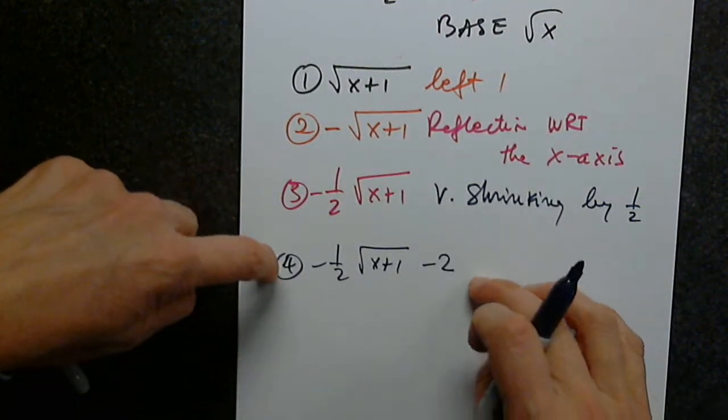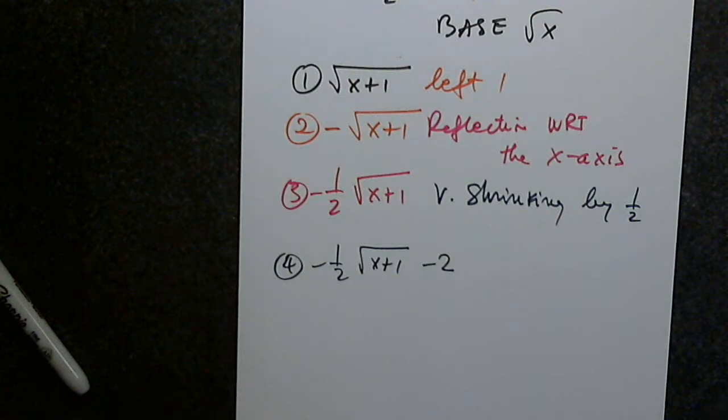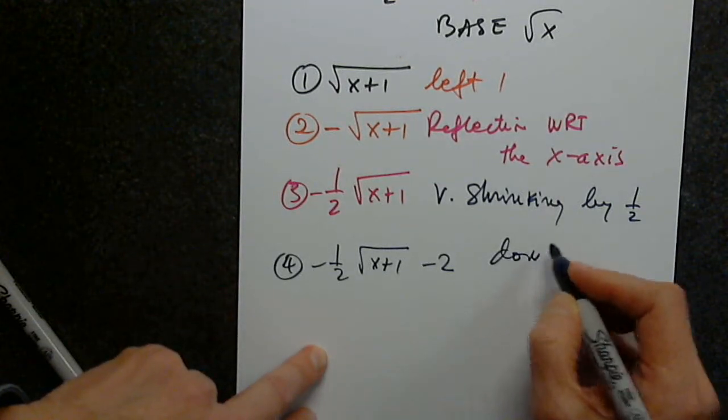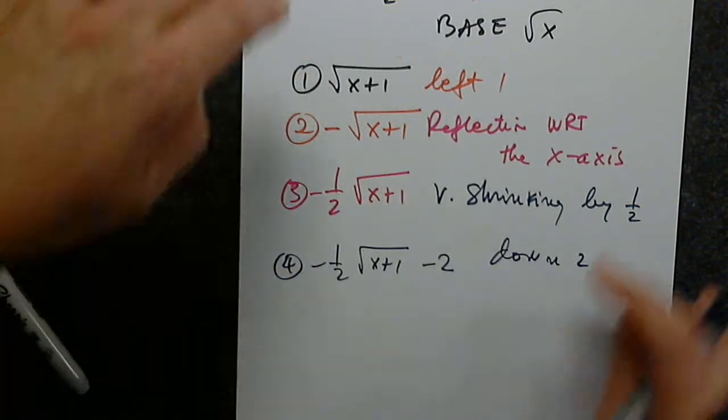What does number 4 do to number 3? Bring it down by 2. Very good. Vertical shift down 2. Awesome.